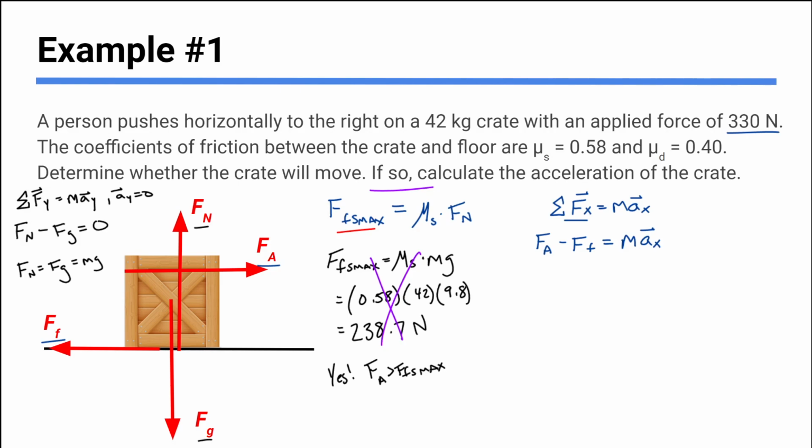If somehow, and this wouldn't really make sense, my force of friction were bigger than my applied force, my answer would be negative, which would mean a negative acceleration to the left. Well, it could be. It could already be moving. And that would mean it's slowing down if it's moving to the right and accelerating to the left. Anyway, let's go ahead and solve this now because I know the applied force.